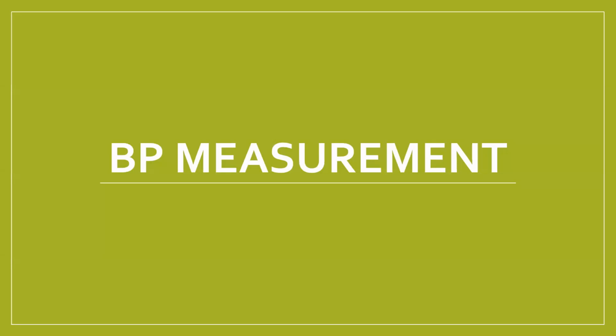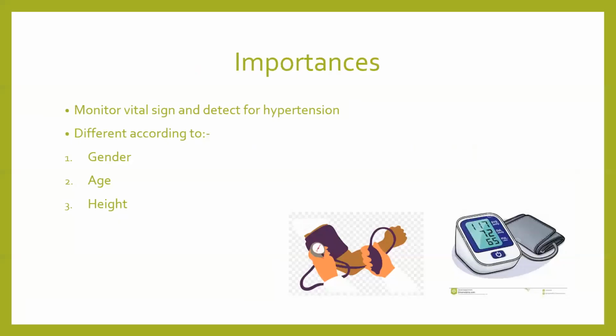So next is BP measurement. The importance of BP measurement is, of course, to monitor one of the most important vital signs, which is blood pressure, and to detect any problems of hypertension or even hypotension. We need to know that in pediatrics, blood pressure differs according to gender, age, and also height.